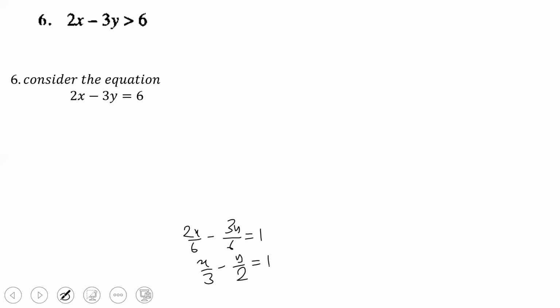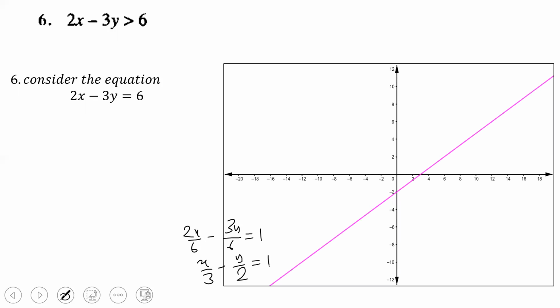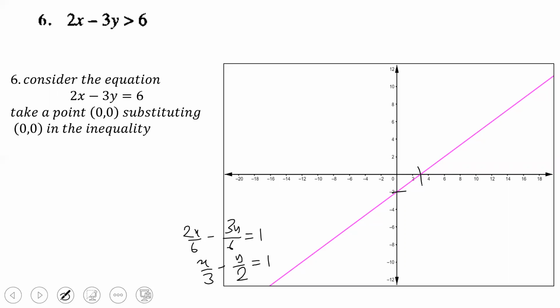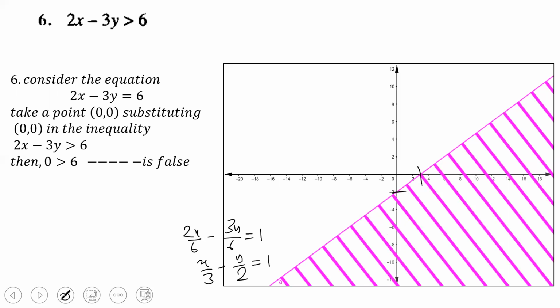Same thing. So this line will cut the x-axis at the point (3, 0) and cut the y-axis at the point (0, -2). Look here. It is (0, -2) and this is (3, 0). Okay. Now again, same thing. Choose the origin, that is (0, 0), and substitute this value in the inequality 2x minus 3y greater than 6. So you will find 0 is greater than 6. Is it true? No. So that means the lower portion, that is the right hand side of the line, is the solution region.